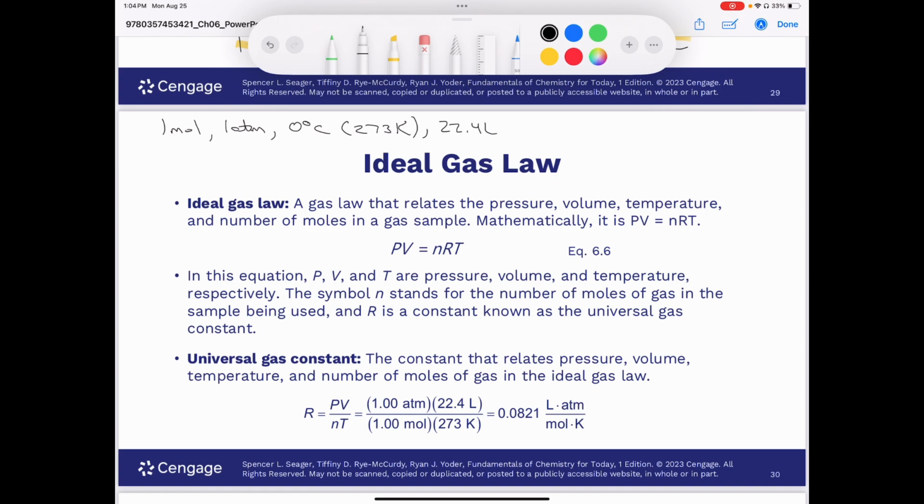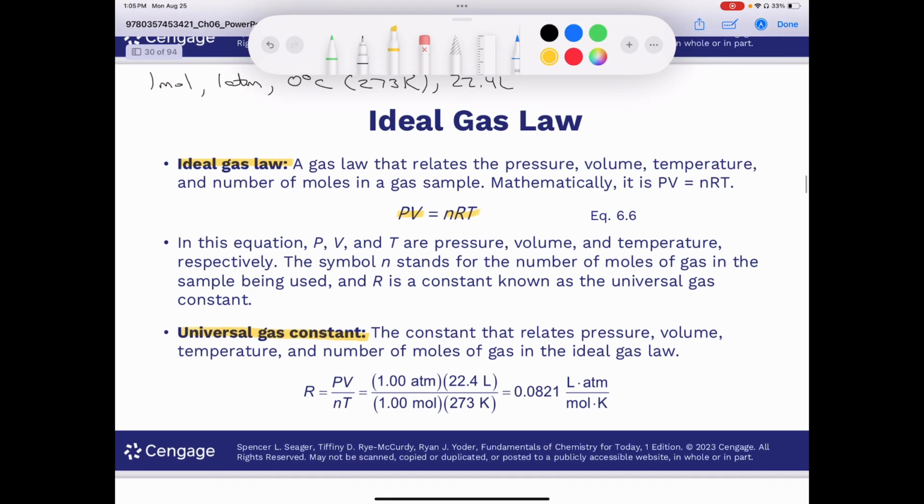With that in mind, we come up with something called the ideal gas law, which is a law that relates pressure, volume, temperature, and number of moles in a gas sample. And so we say pressure times volume is equal to n, number of moles, times big R times T, temperature in Kelvin. Now you're probably looking at this and going, what the heck is R? Well, the R is known as the universal gas constant.